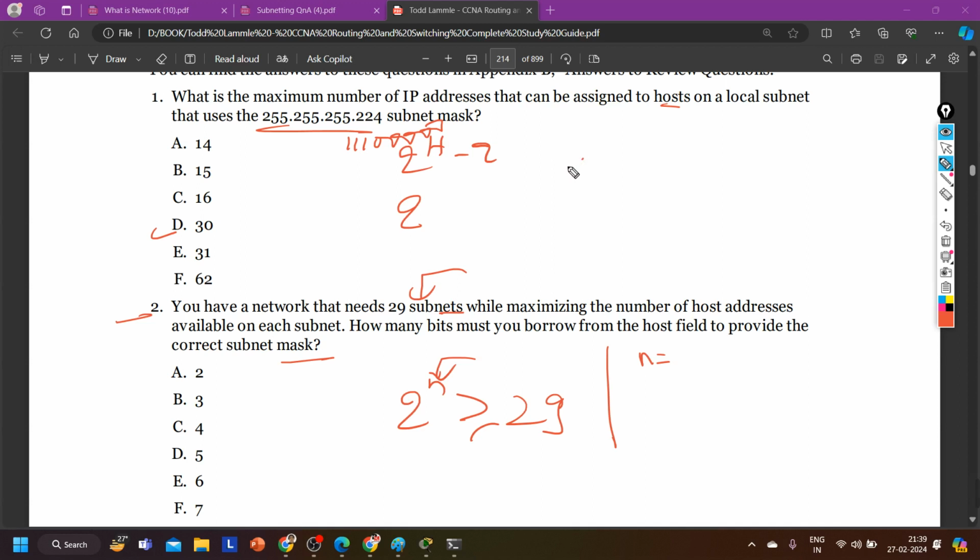Slash 29. 29 bits are network. Then what will be the subnet mask of slash 29? 248. What should n be here?